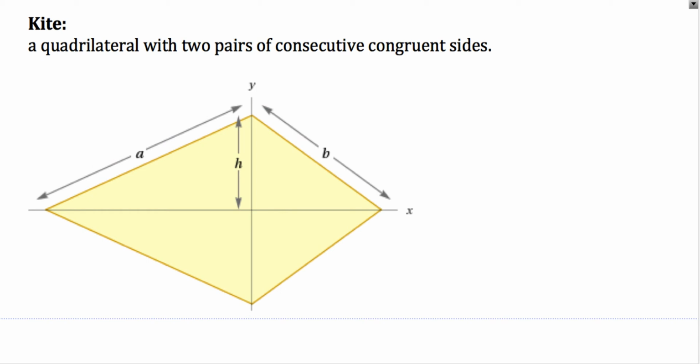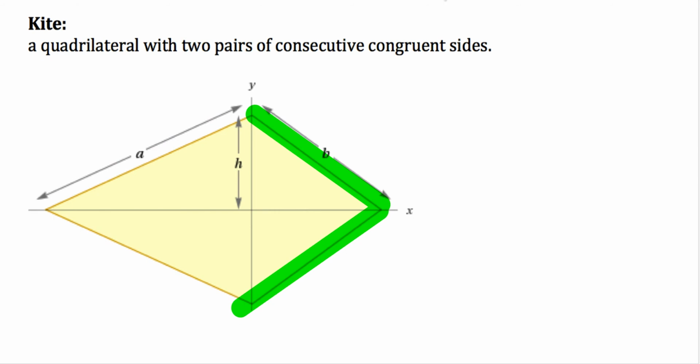Okay, so let us look at a few things about kite. All right, so what is a kite? In fact, as you can see, it's a quadrilateral with two pairs of consecutive congruent sides, such as we see: these two sides will be congruent, and the other two sides are congruent in this way.